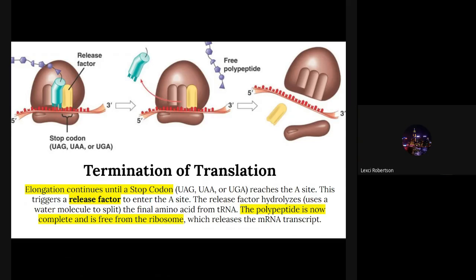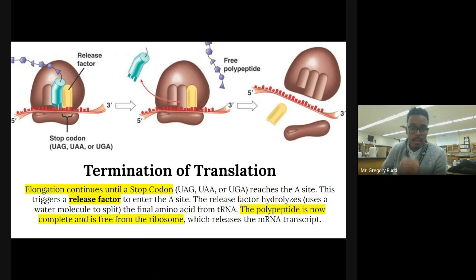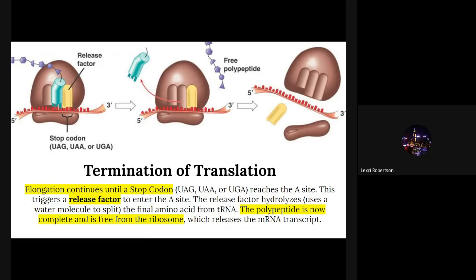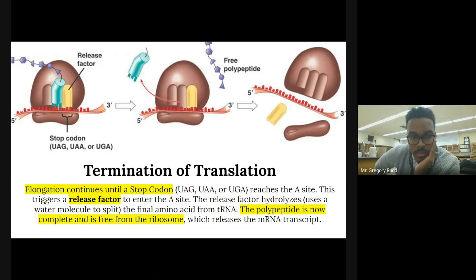Okay. I'm done. But where is the definition? Is the definition for the release factor that it hydrolyzes the final amino acid? Yes. Okay. Hold on. Change it. And you can also include that it's shaped similarly to a tRNA. That's what allows it to actually fit into the A site. Okay.